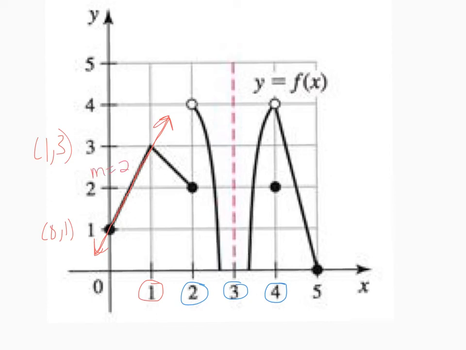But once I get to 1, I do a switch over. Now I'm going along on this line, right here, and I can calculate the slope of that line. I see that I'm going from (1, 3) to (2, 2). So I can calculate the slope of that little line segment. I say, well, that's going to be negative 1.